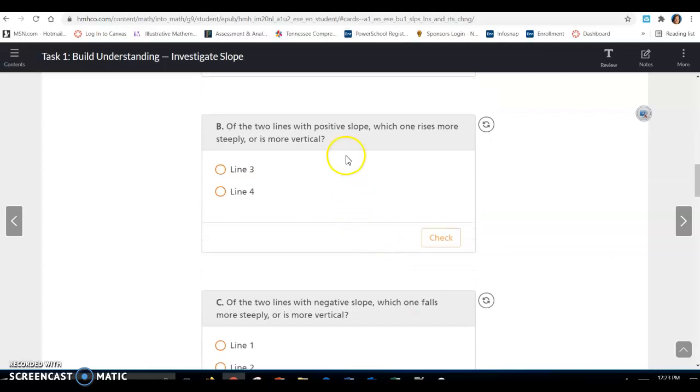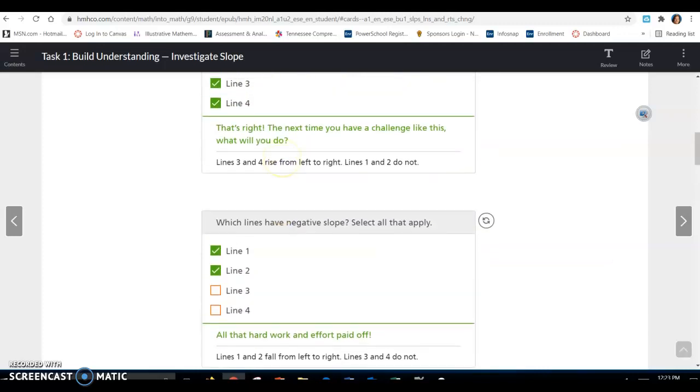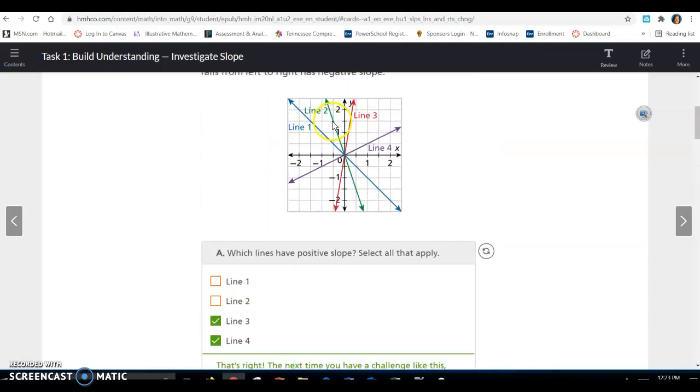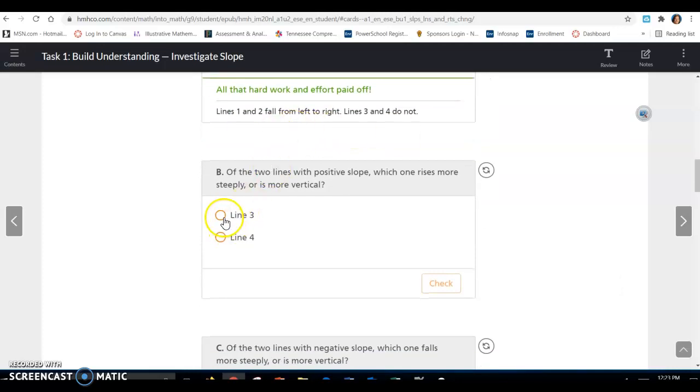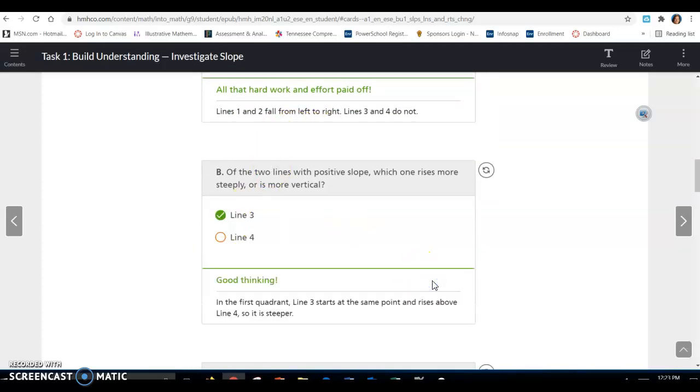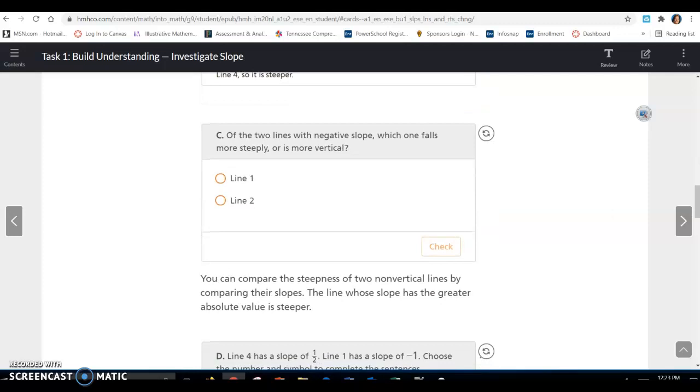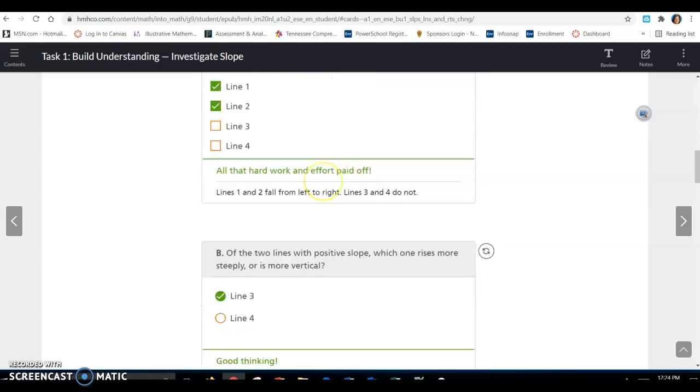Of the two lines with positive slopes, which one rises more steeply? All right, so we said 3 is red, 4 is purple. Which one rises more steeply? Well, you can see that the red line is much steeper than the purple line. So line 3 rises more steeply.